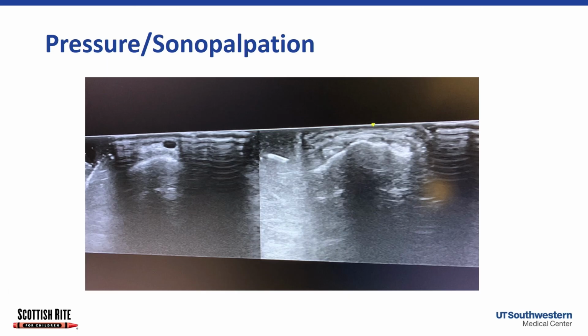One of the other things you have to be aware of with ultrasound is the amount of pressure you're using with the probe. On the left there, you see that black circular structure there. If we put too much pressure with our probe, we'll get the image on the right where it will actually collapse that area and we won't see what we want to see.